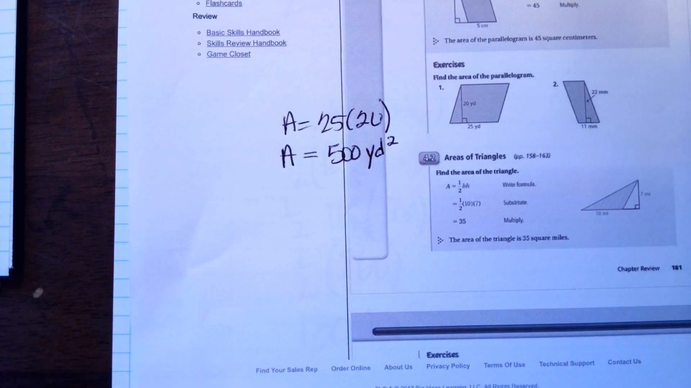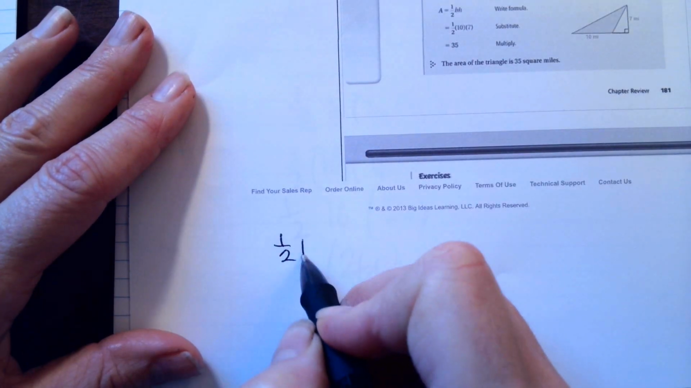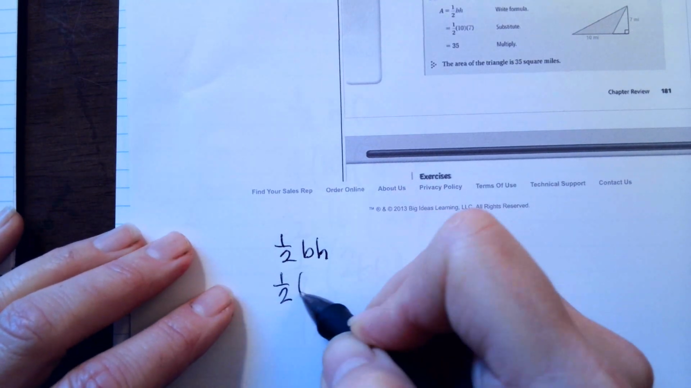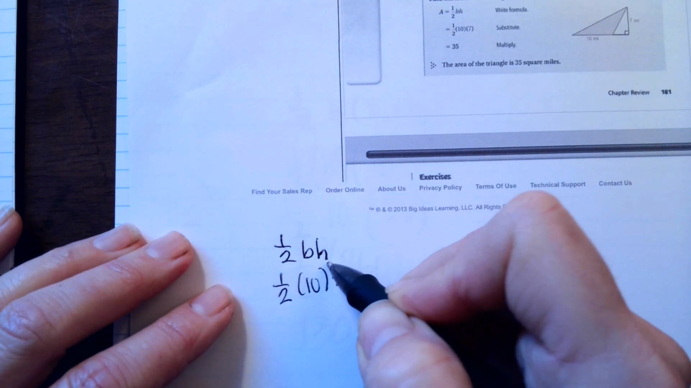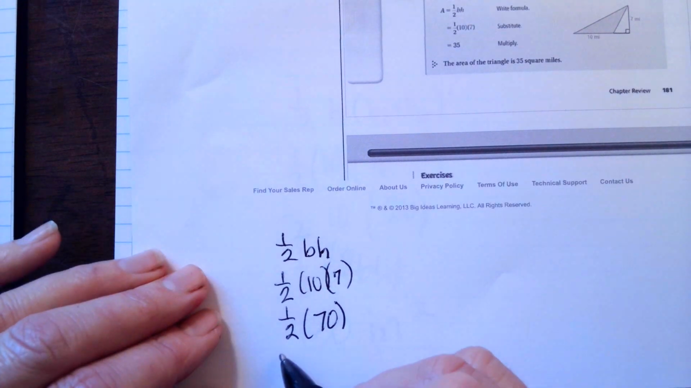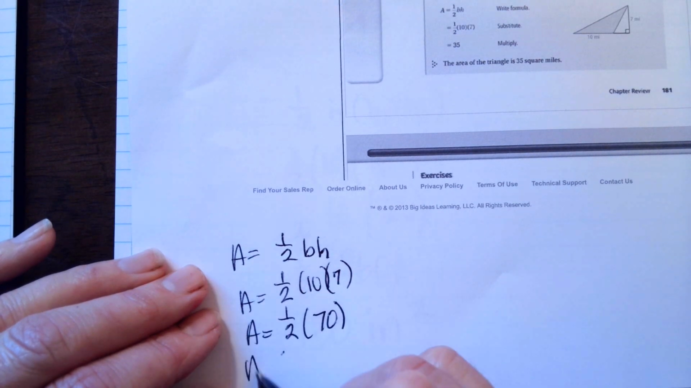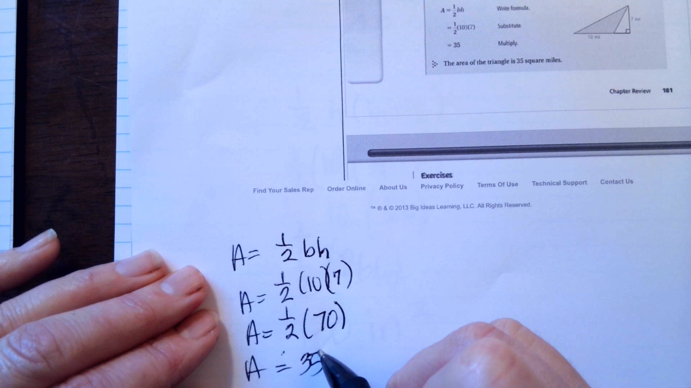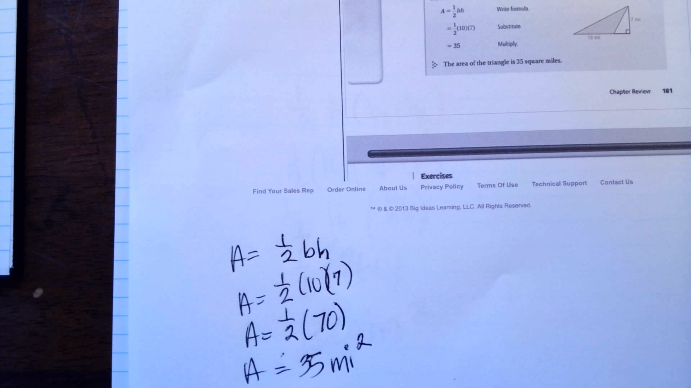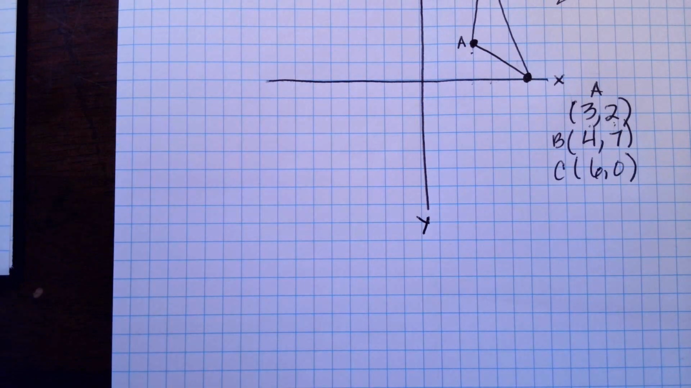And then area of a triangle is 1/2 base times height. And they're saying that my base is 10 and my height is 7. So I would do 1/2 times 70. Area equals 35. And it is in miles squared. All of that makes sense? Yeah. All right, wonderful. What is the next formula?